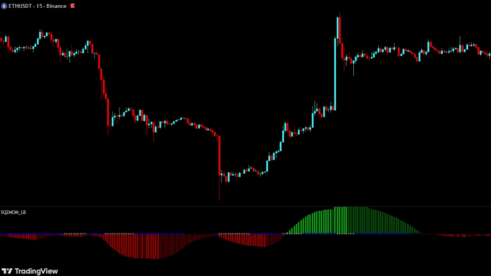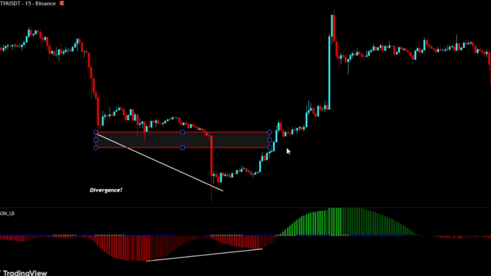Let's look at an example. In this Ethereum 15-minute chart, you can clearly see a divergence forming. Price is making lower lows, while the oscillator is making higher lows. On its own, that divergence implies bearish momentum may be weakening. But still, I wouldn't jump into a trade immediately. Instead, I want additional confirmation.